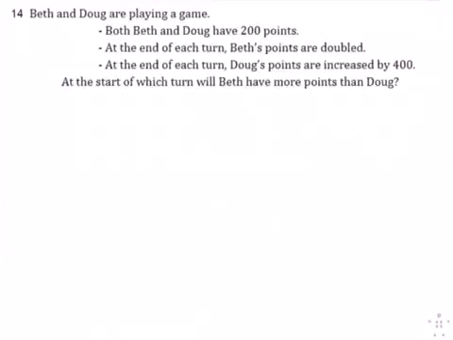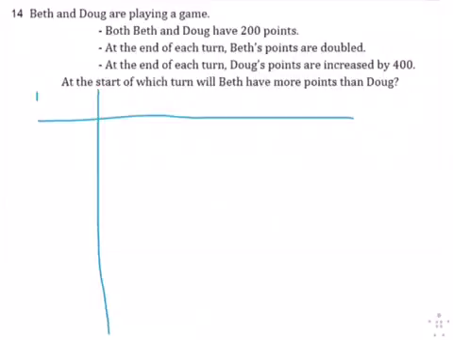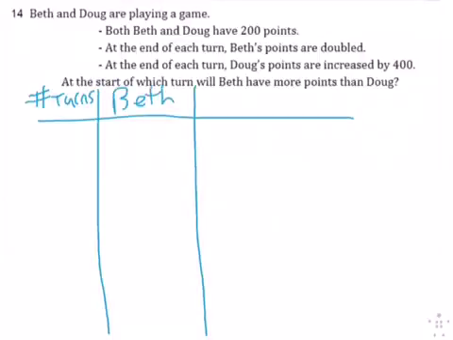My recommendation on this problem is to make a table. Okay. Our table is going to have one column for the number of turns, one column for Beth, and one column for Doug. So both Beth and Doug have 200 points. So we know they have 200 points. Okay.